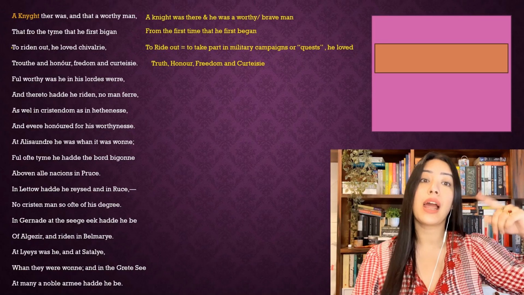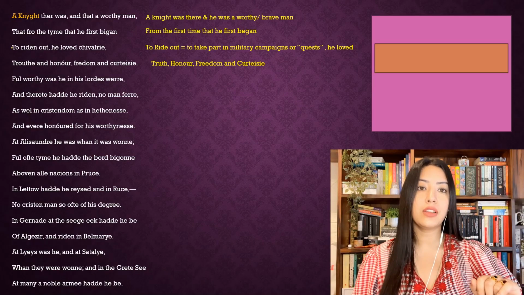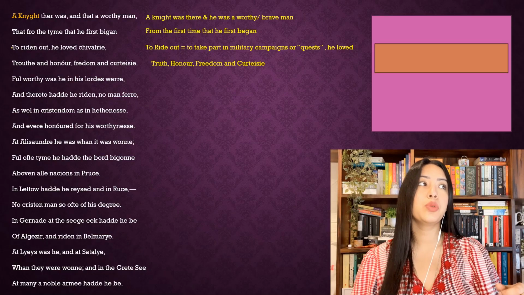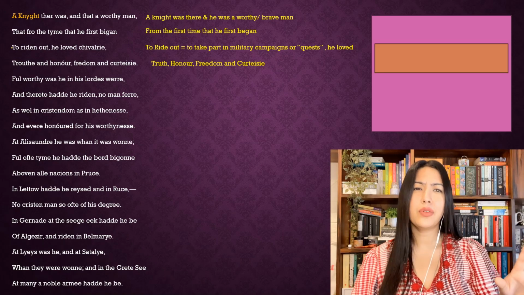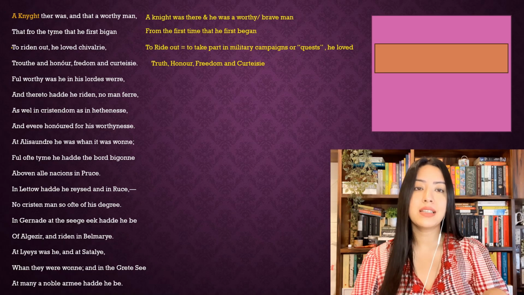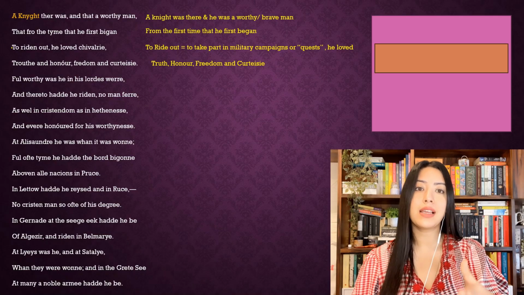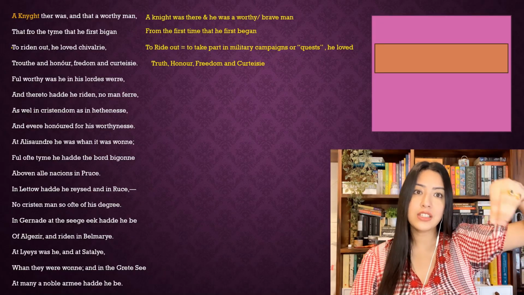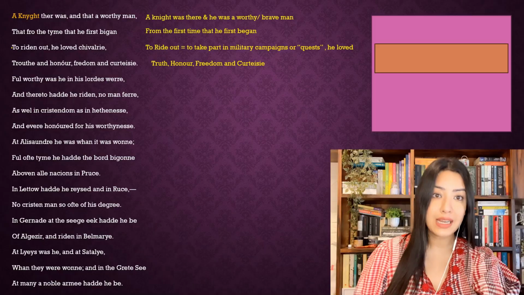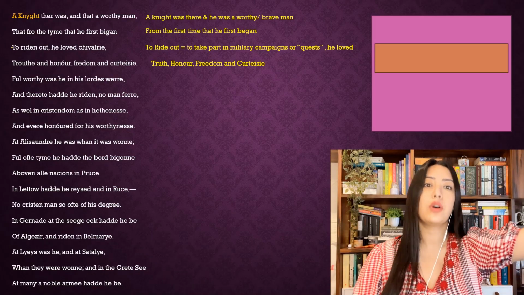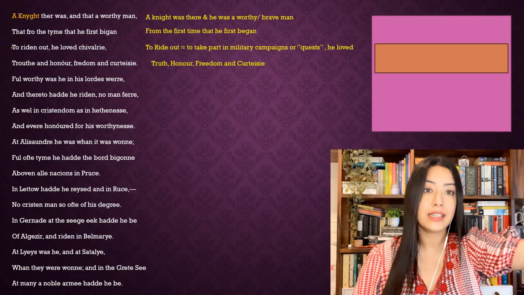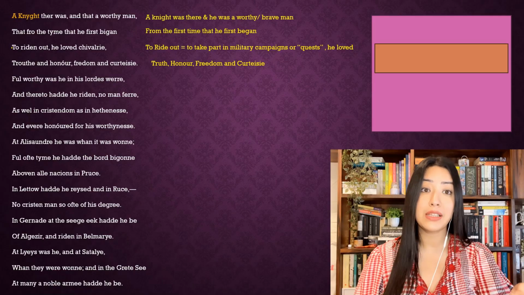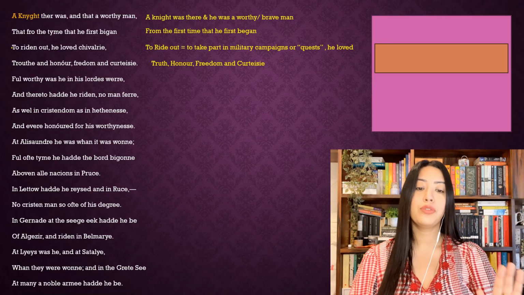when he first began to ride out, knights were not supposed to be stationed in one place. They were supposed to go out and fight wars, to go on quests. Many of the Arthurian legends and romances have these strands, that knights go out on a quest, on a journey. They are not stationed in one place, so they travel all around. So from the first time this knight started to ride out, to go and fight, or maybe to go out of his country, when he started to take part in military campaigns or quests, he loved truth, honor, freedom, and courtesy.